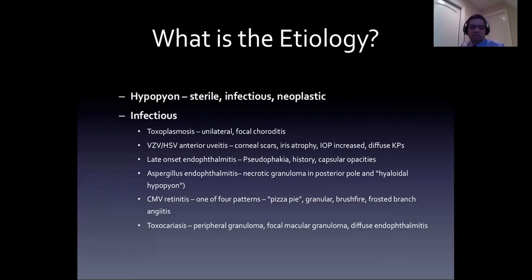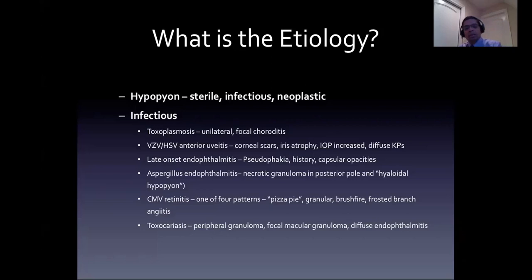So in the cases of infectious uveitis, the most common things that we see have patterns. Toxoplasmosis, for example, has a pattern of unilateral focal choroiditis. But also remember that focal choroiditis unilaterally, especially in kids, could be Bartonella henselae. Bartonella henselae's most common presentation is not neuroretinitis, but unilateral focal choroiditis. Varicella zoster virus and HSV can cause anterior uveitis associated with corneal changes or iris changes, increased intraocular pressure, and diffuse KPs. These are all clinical features that are very typical of unilateral cases of viral anterior uveitis associated with other changes that suggest VZV or HSV.